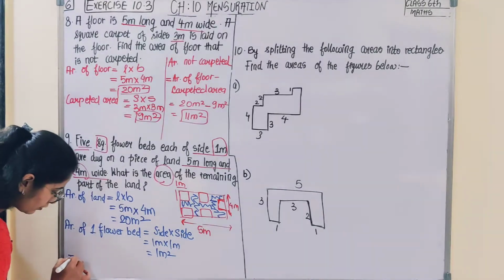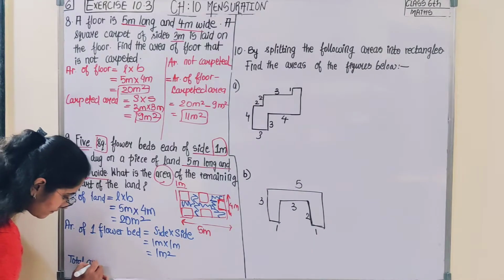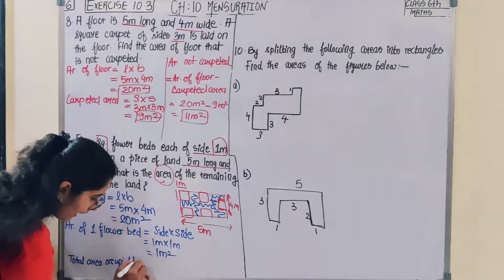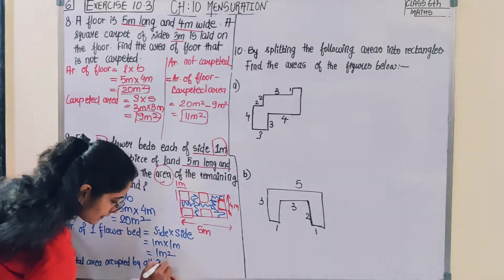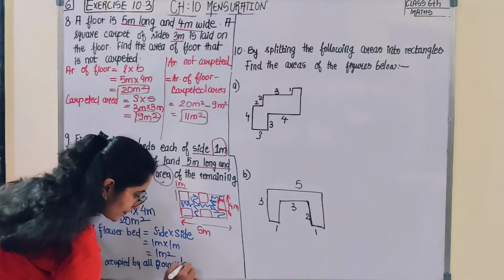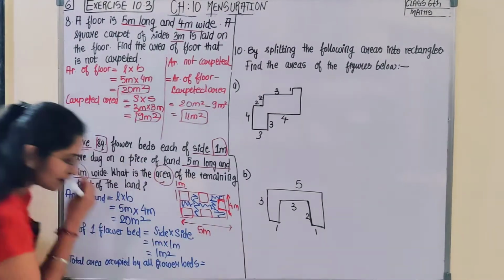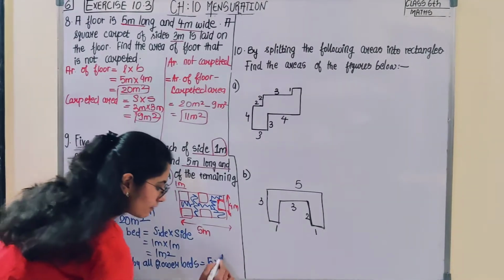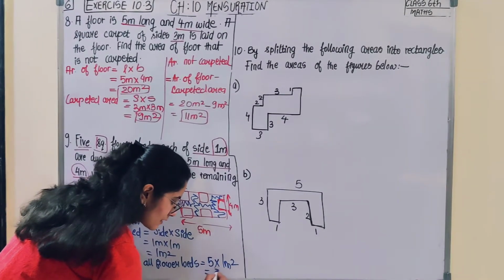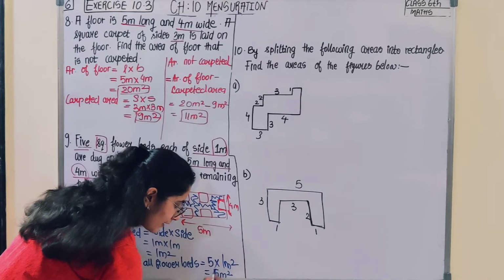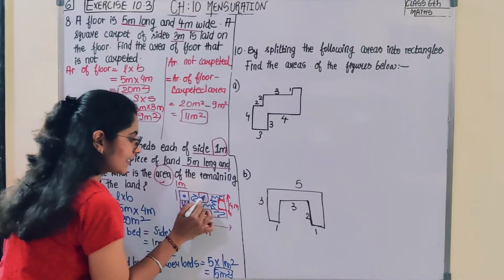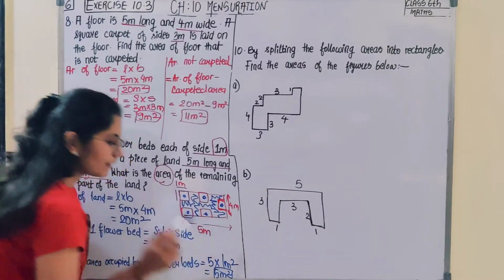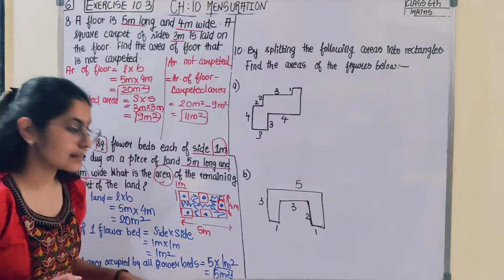Now total area occupied by all flower beds. Total area occupied by all flower beds is, कितने flower beds हैं 5, हर एक का कितना एरिया है 1 meter square. So that is 5 meter square is the total area. मतलब मैं ये एरिया, ये एरिया, ये एरिया, ये एरिया और ये एरिया को जब ऐड करती हूँ so it gives me 5 meter square.